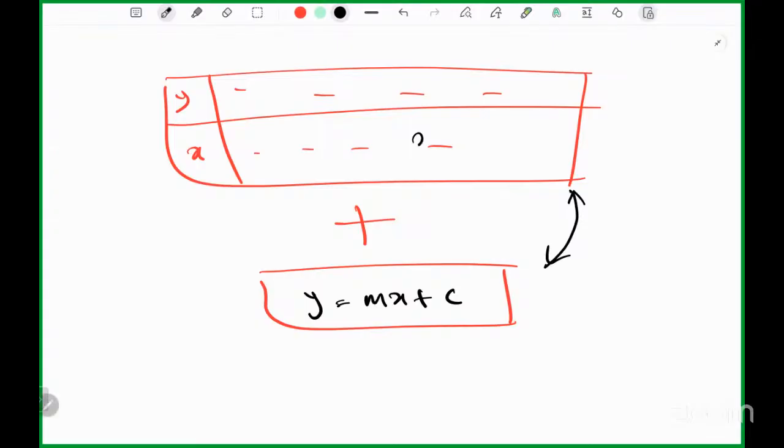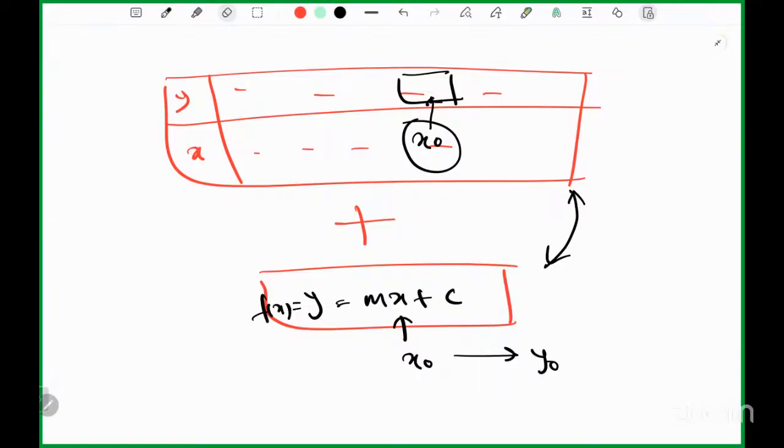Because if there is any other value x naught, then for this particular x naught there is a quantity in our table, and for this x naught I'm also getting some y naught from the expression, or if you say f of x, then f of x naught. So for a point x naught we are getting two things. One is listed in our data points, in our table. Another one we are getting from the expression. Now the square sum error tells us what the error is between these two things.